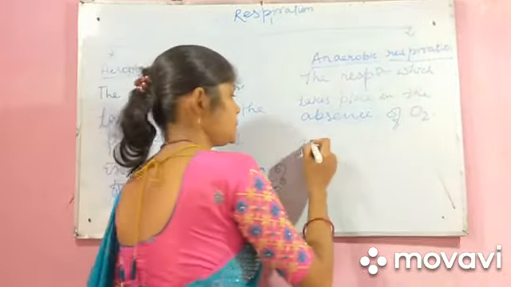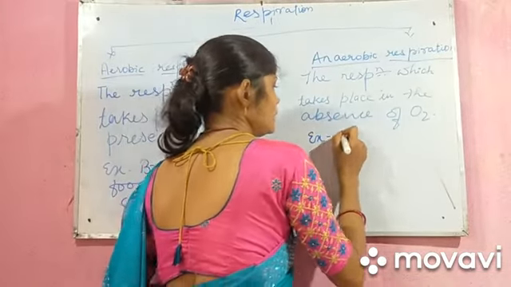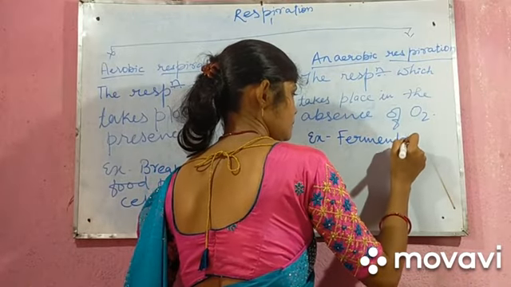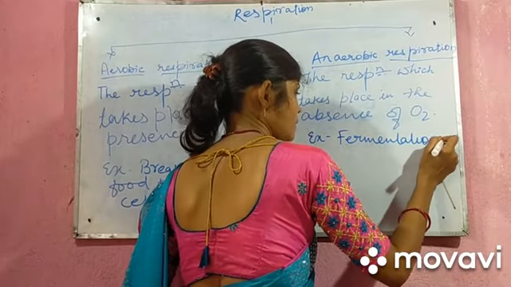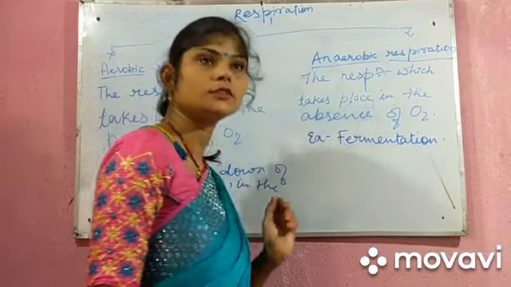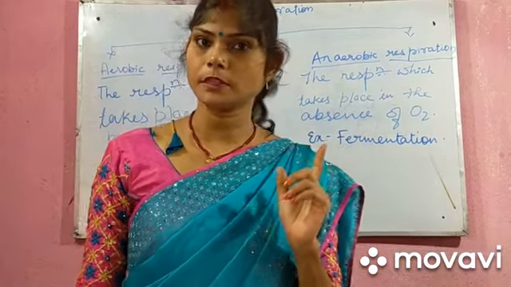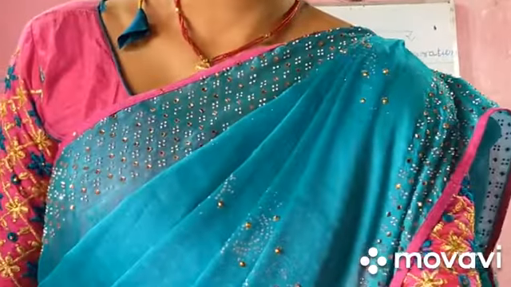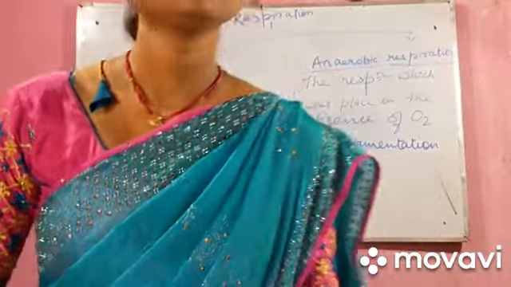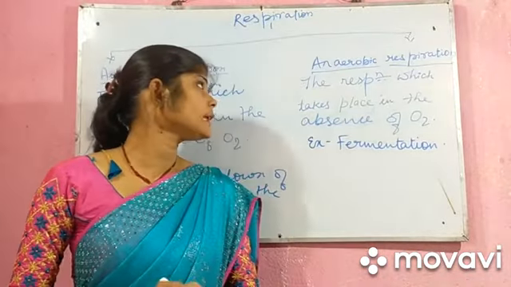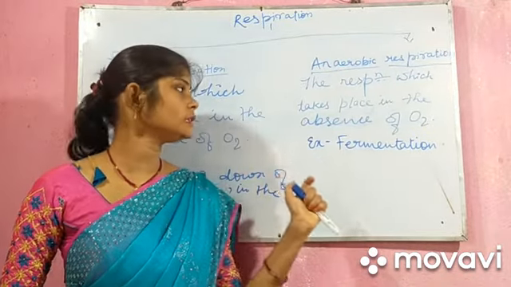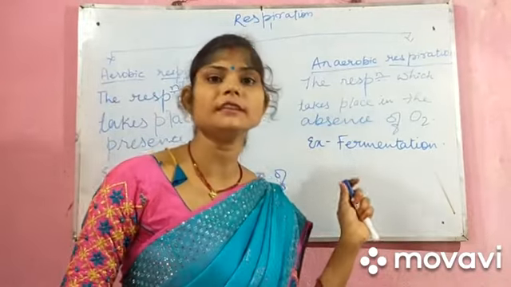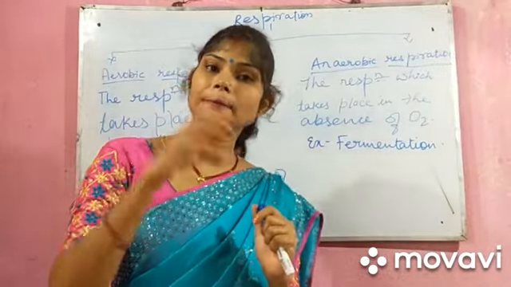But in anaerobic respiration, the example you can take is fermentation. In fermentation, oxygen is not required for the purpose of respiration. This fermentation takes place in the absence of oxygen.